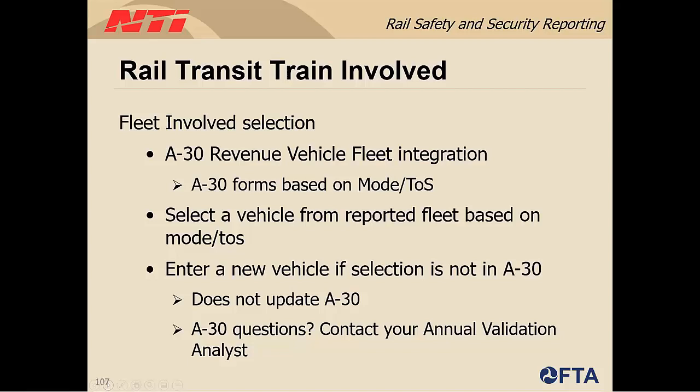Selection, rather than you filling in the manufacturer and the fuel type and the vehicle type, all these parts, this new fleet involved section links to your agency's A30 revenue fleet file that's already reported in the system. There's an A30 for each mode and type of service that you report for. So with this integration, you're going to choose a vehicle from a list of available options coming from your A30. When you make the selection, the vehicle manufacturer and the fuel type are already part of it, so you don't need to identify those, which really cuts down on making incorrect selections.